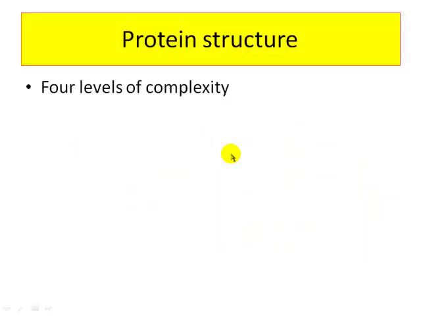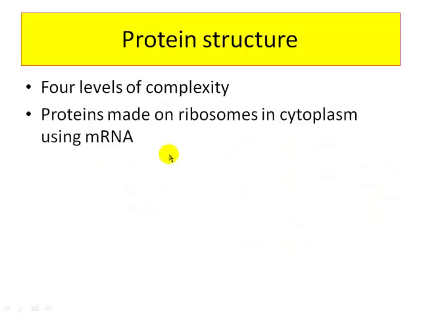Okay. Now there are 4 levels of complexity of proteins in terms of their structure. Where are they made? Well, proteins are made inside the cell.